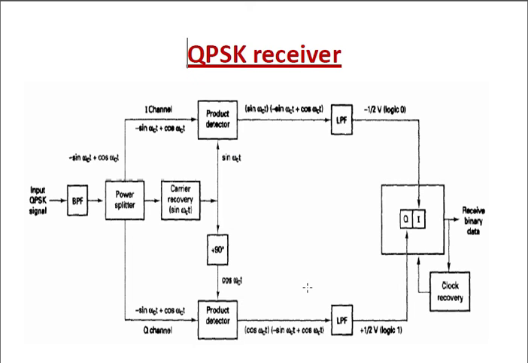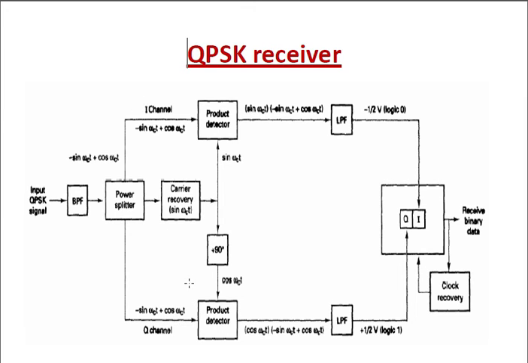Here is the QPSK receiver. In the QPSK receiver, we have to recover the output, so the input QPSK signal is provided to the band pass filter, and the output of the band pass filter is given to the power splitter. In the power splitter, we have minus sin omega ct plus cos omega ct, because this is the combination of both the I and Q signals. Similarly, the power splitter provides it for the Q channel, minus sin omega ct plus cos omega ct.